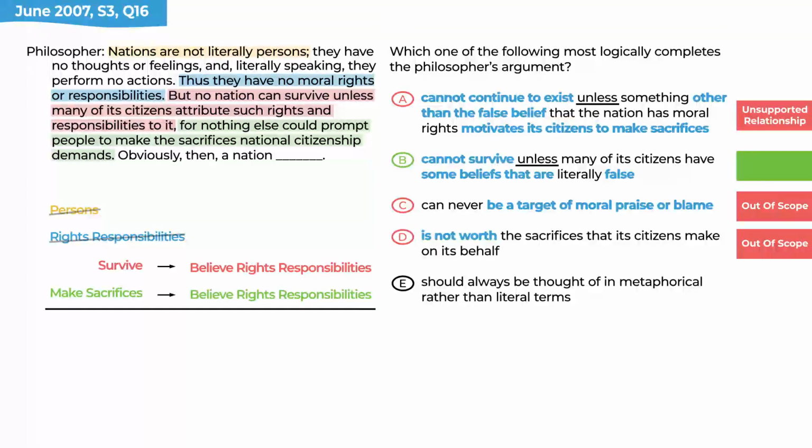Answer choice E says that a nation should always be thought of in metaphorical rather than literal terms. Well, saying that something should be thought of in a certain way, like what should or should not be happening, is not discussed in the statements. So again, that word should is a tip that we're looking at something that's out of scope here. And that leaves us with answer choice B as the right answer.